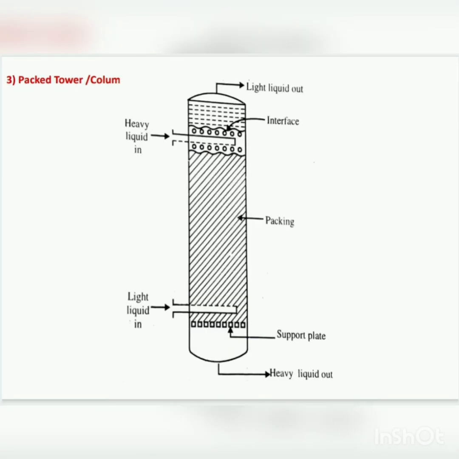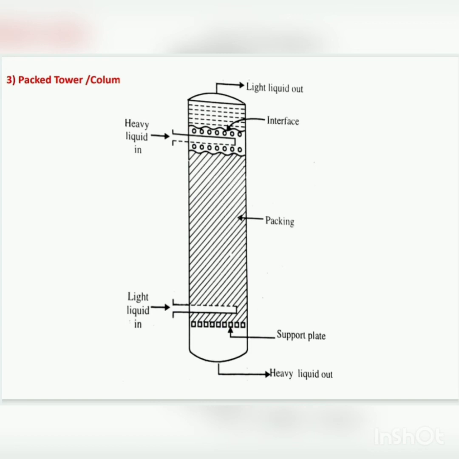Packed tower or packed column. Packed tower consists of a cylindrical shell filled with packing. The packing material includes carbon and plastic. The packing is supported on a porous plate. The tower is provided with inlet and outlet connections at the top and bottom for introduction and removal of liquid phases. The heavy liquid phase is fed from the top and the light liquid is fed from the bottom.